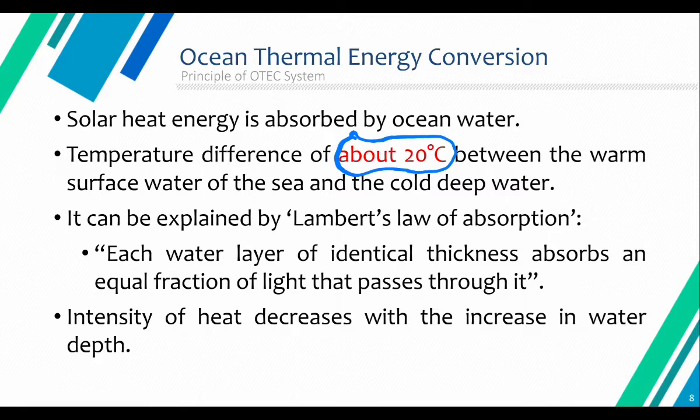And the intensity of heat decreases with increase in water depth. As the radiation goes inside the water, the intensity reduces, so the thermal content in the radiation also reduces. This can be explained by Lambert's law of absorption, that is, each water layer of identical thickness absorbs an equal fraction of light that passes through it.